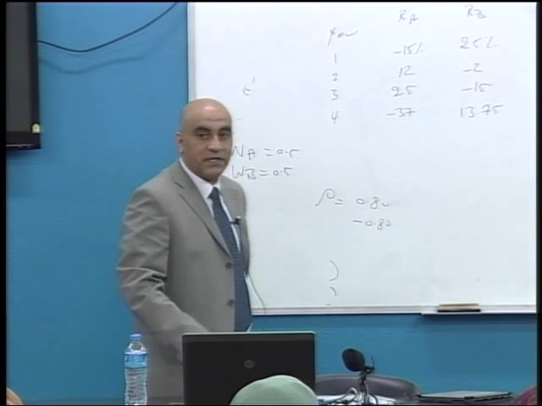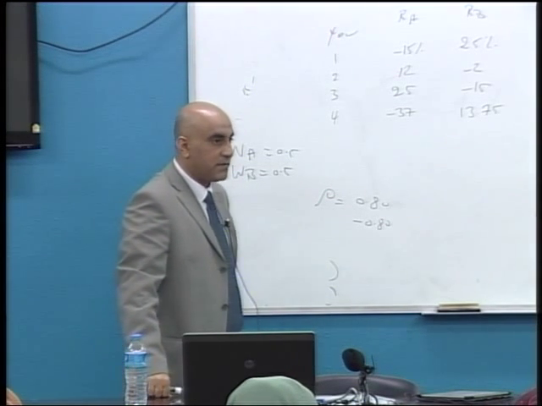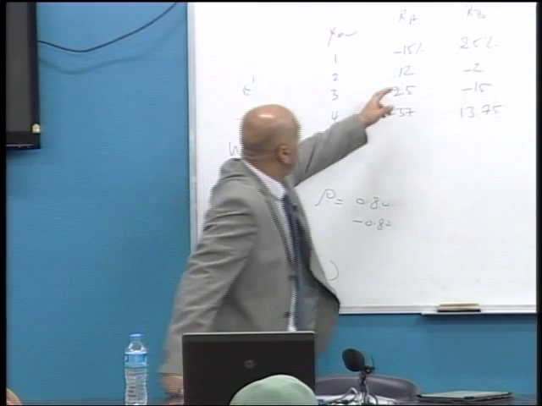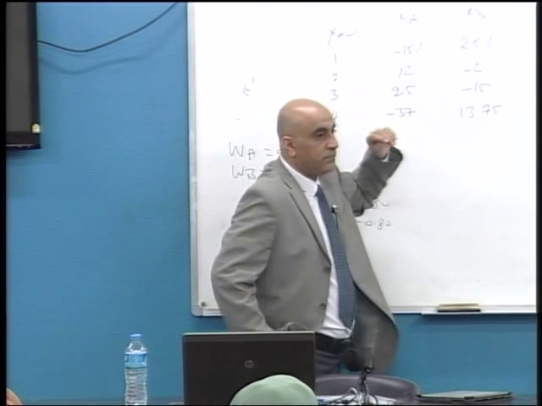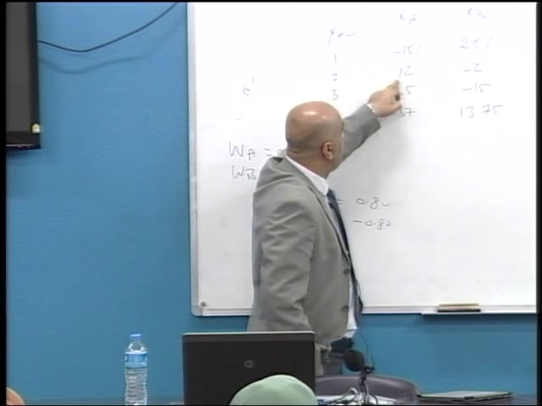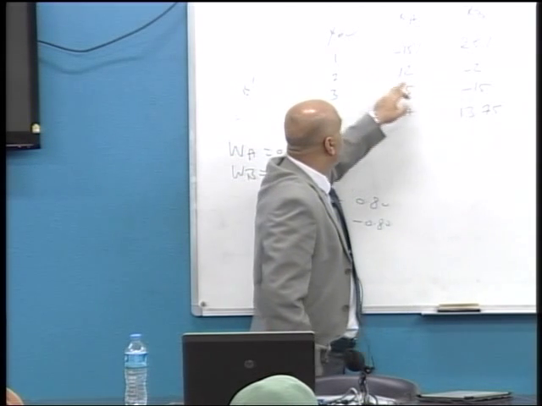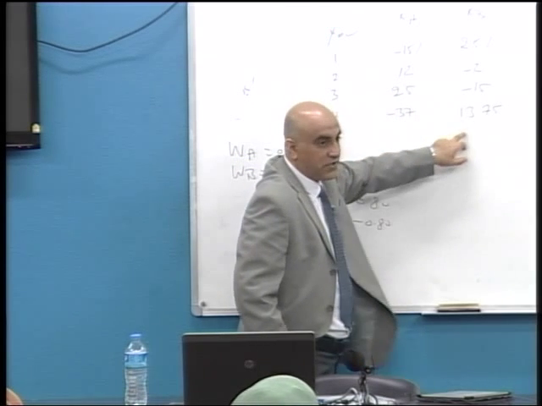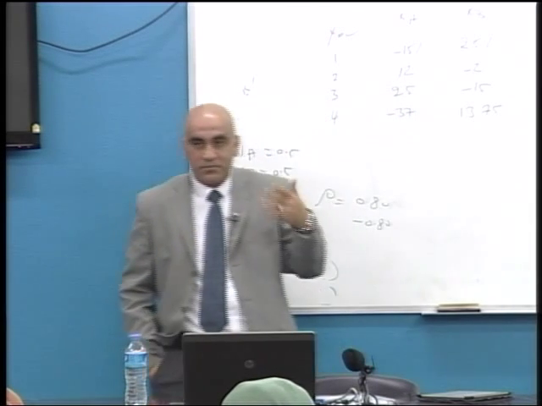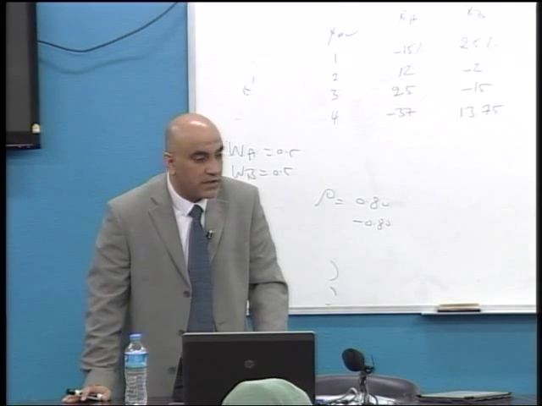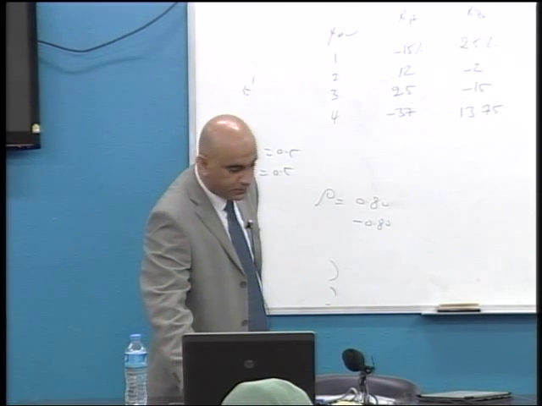Negative. How is it negative? Explain this, please. Minus 15% and 25% positive. When this increases, this decreases. And when this increases, this decreases. And when this decreases, this increases. Which means that the correlation is negative.